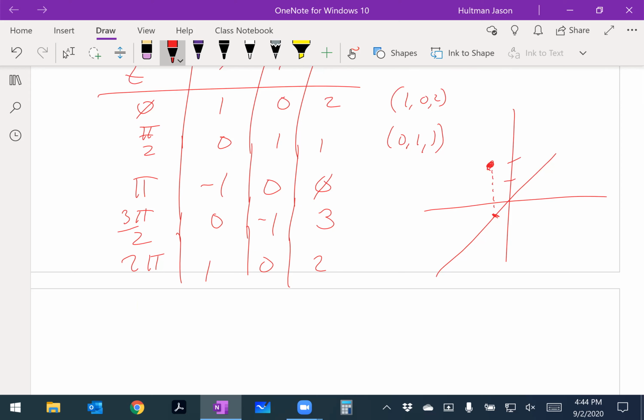0, 1, 2. What about 0, 1, 1? Sorry, yeah, 0, 1, 1. So we're out 0 in the x direction, out 1 in the y direction, and up 1 in the z direction. So that's there. I'm going to get rid of this line here. I don't need it for the graph. It's going to mess up the perspective.